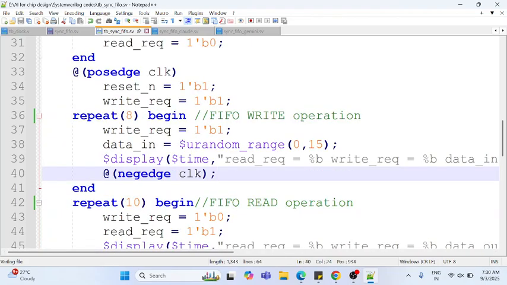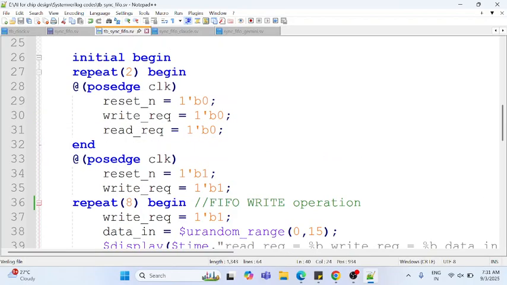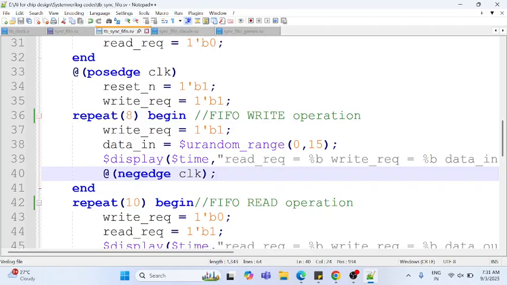Then at the negative edge of the clock, I am giving the operation, because if you are reading during the same positive edge of the clock, then the reading or writing may not be proper. So in the testbench I'm using the negative edge of the clock for operating it, or you can use a delay also. But it is advisable, if you are operating everything with the clock edge, to operate with the clock edge. Okay, this is a small block used for the write operation.